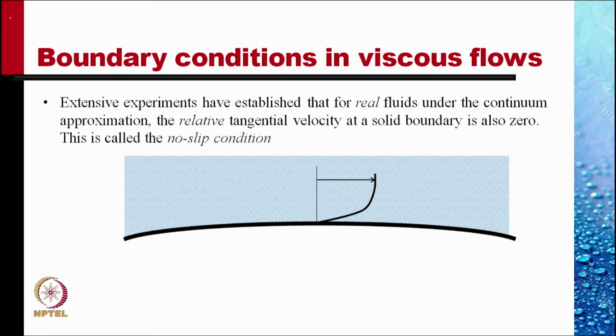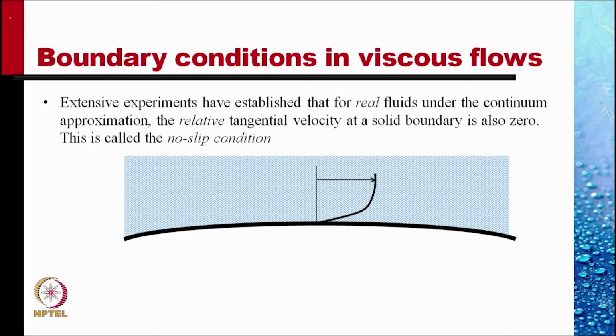Extensive experiments have established that for real fluids under continuum approximation, the relative tangential velocity at a solid boundary is also 0. This is called the no-slip boundary condition. The fluid may be moving relative to a solid boundary, but at the boundary, the velocity of the boundary would be same as the velocity of the fluid.